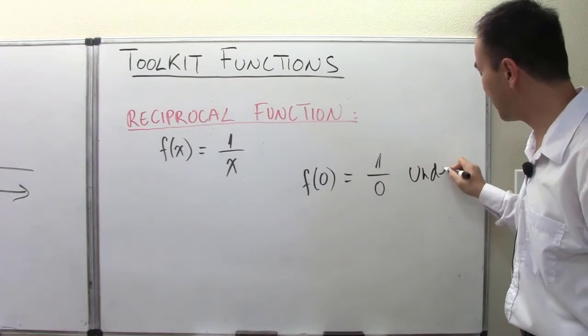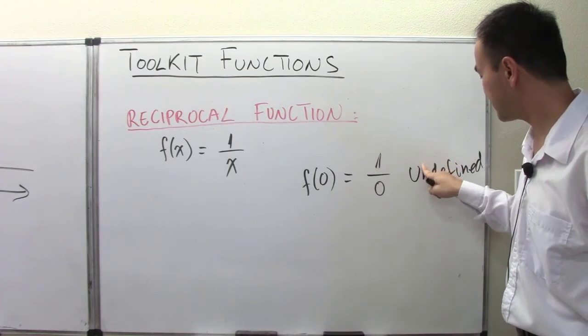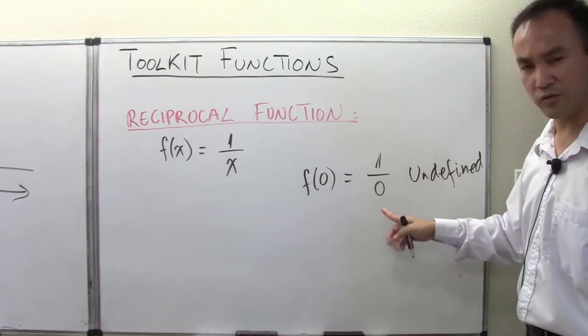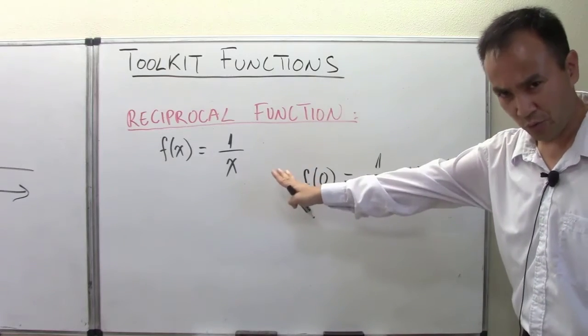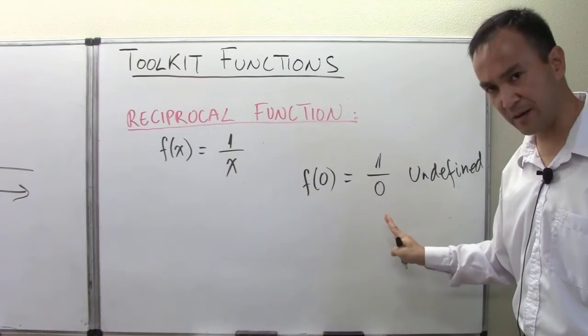So it's an undefined value. We don't know how to divide by 0. Okay, it's still an undefined value. So this function will take any other inputs except 0. Okay, it takes any other inputs except 0.